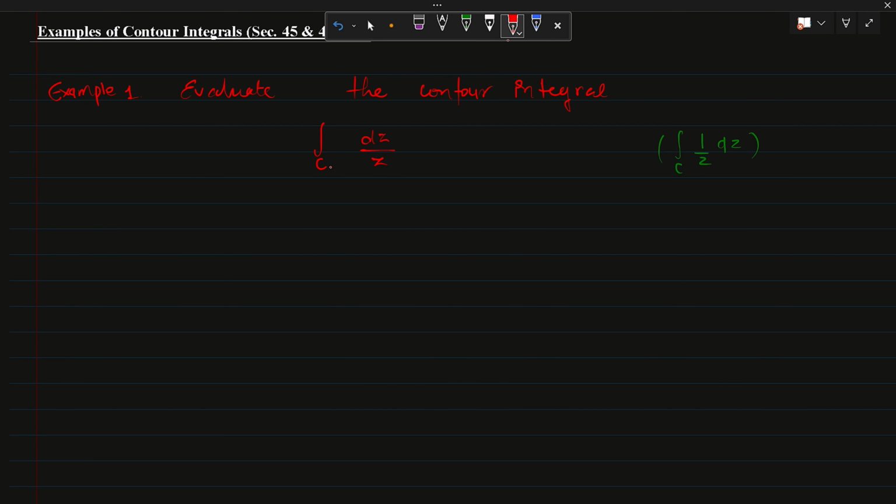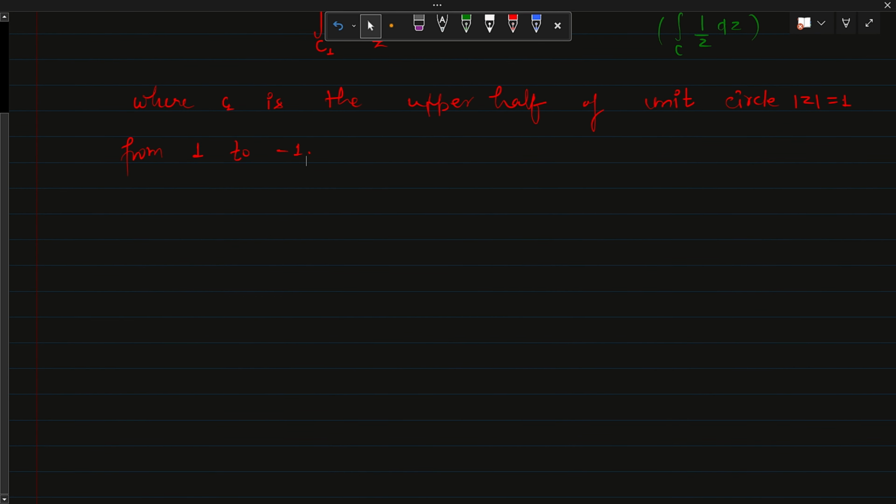Let me write this as contour C1, where C1 is the upper half of unit circle, modulus of z equals 1, from 1 to -1. Either the contour may be given in this form, or it may be given in another form where it is not explicitly stated what kind of geometry the contour C1 represents.